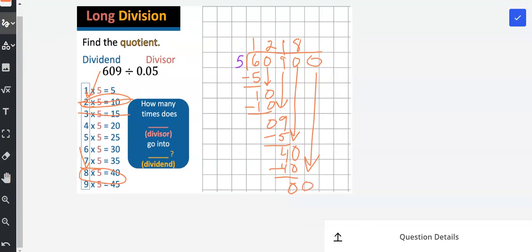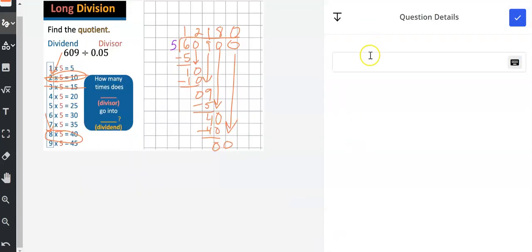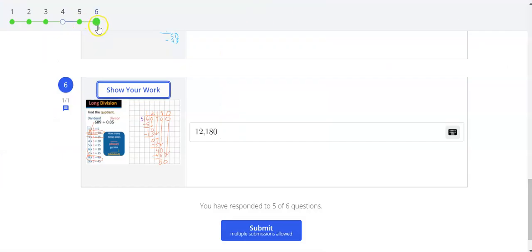All right, how many times does 5 go into 0? 0 times. And there's nothing to bring down. So that's my answer, 12,180. So I'll type 12180, and then I'll count 1, 2, 3 numbers and put a comma. And let's see if I got it right. Yes, that is correct.